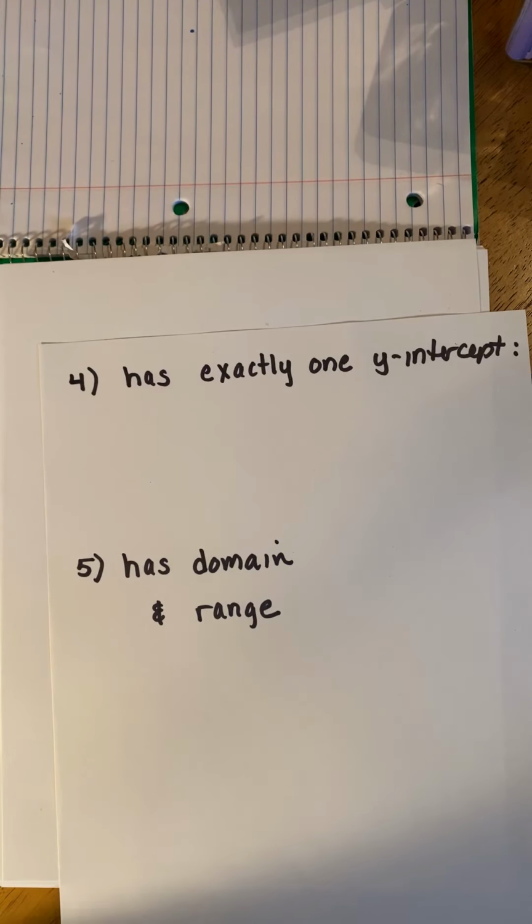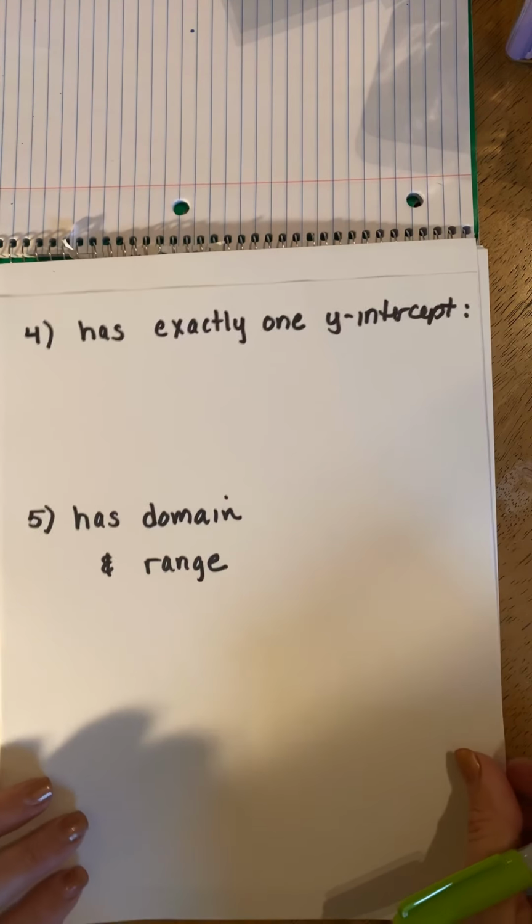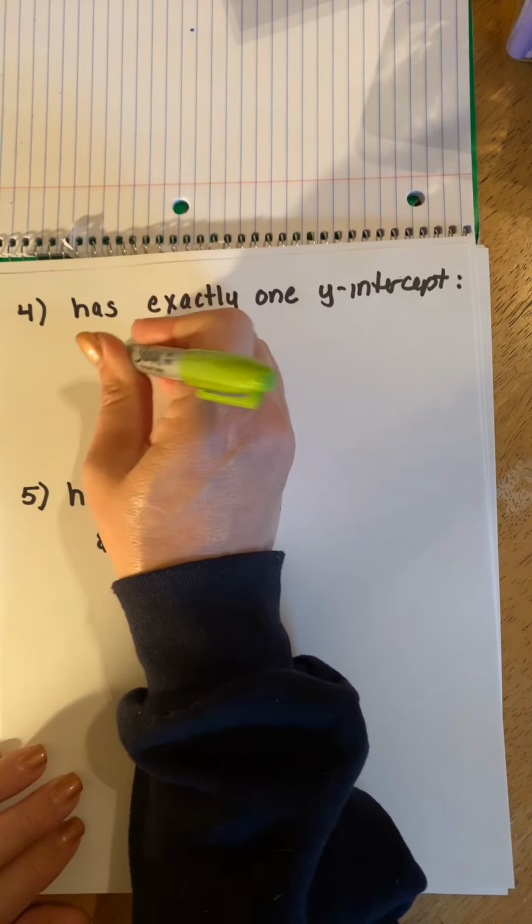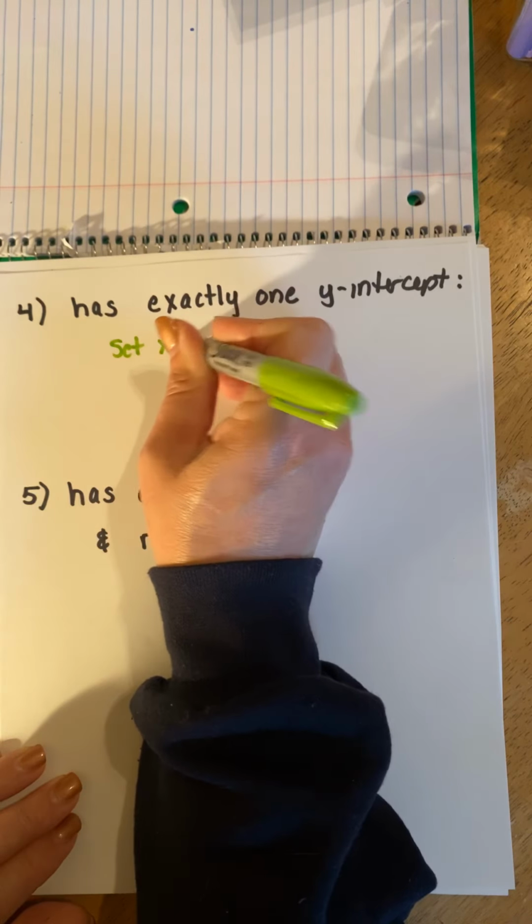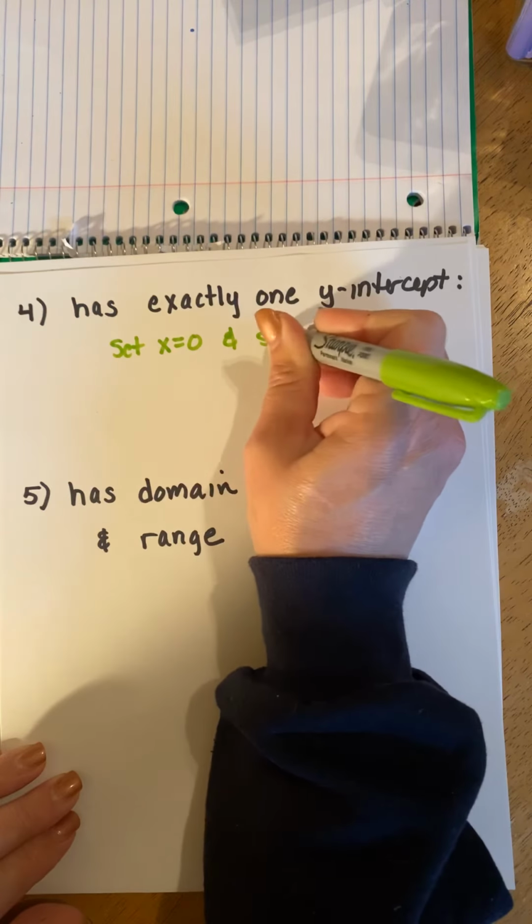All quadratic functions have a y-intercept. To find the y-intercept for any function, you just set x equal to 0. If you set x equal to 0, you get the corresponding value on the y-axis. So set x equal to 0 and solve for y.